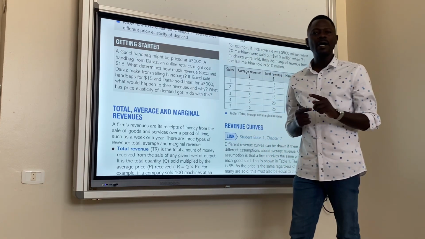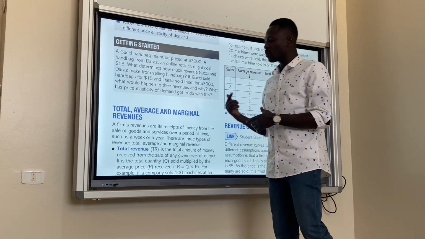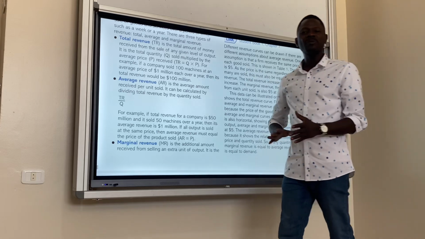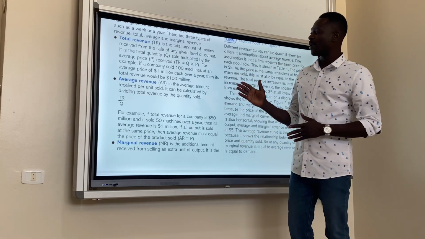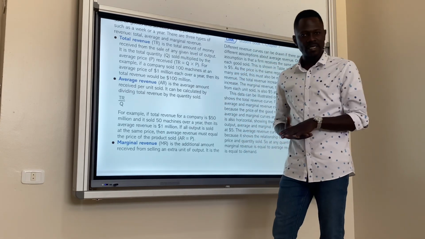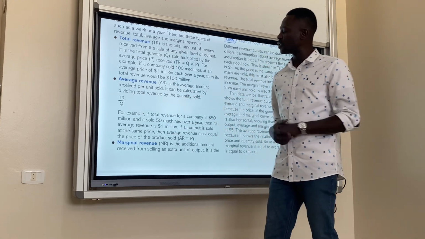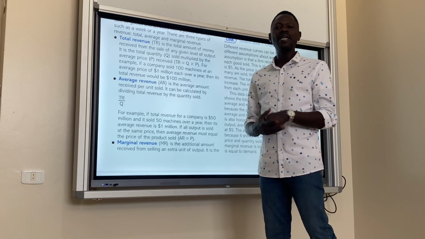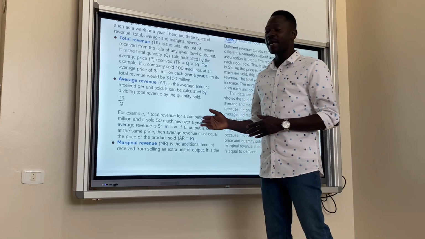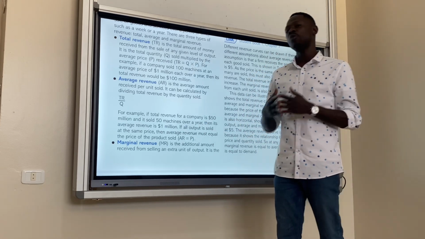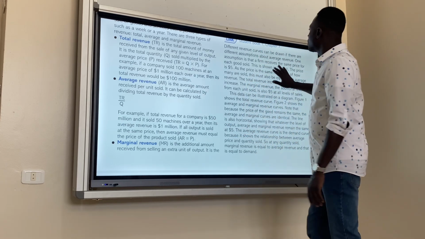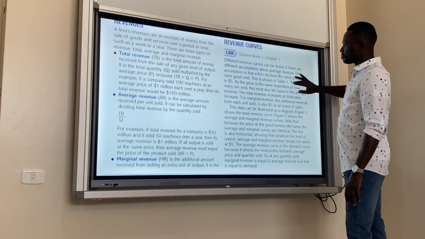I'm quickly going to recap the 3 types of revenue we have before we move further. I said we have total revenue, which is price multiplied by the quantity sold. We have our average revenue, which must be equal to price, and the formula is total revenue divided by quantity sold. And for marginal revenue, it is the additional amount of money received from selling an extra unit of output. And the formula is change in total revenue over change in quantity sold, or total revenue 2 minus total revenue 1. So we go to the revenue curves.